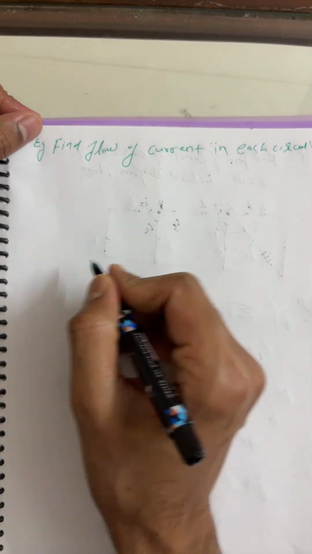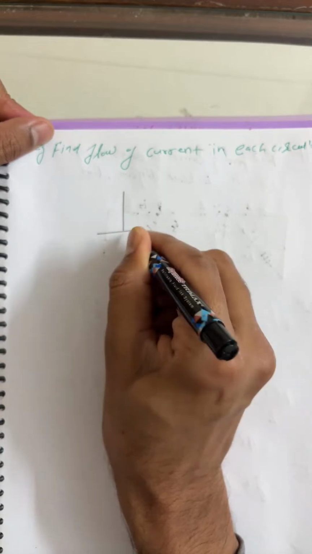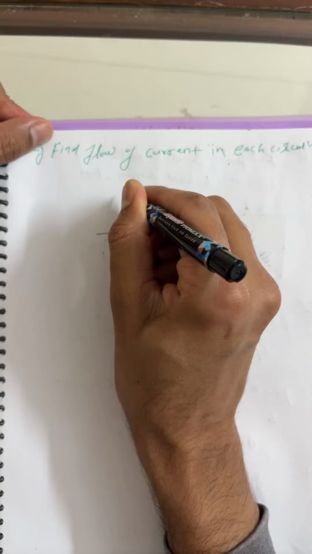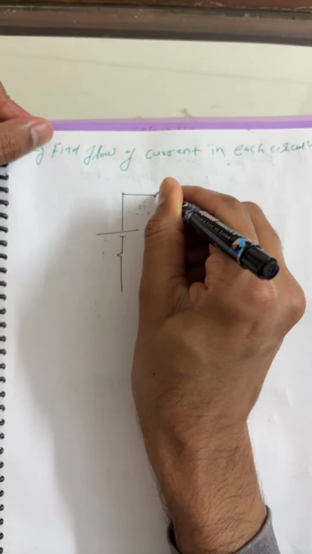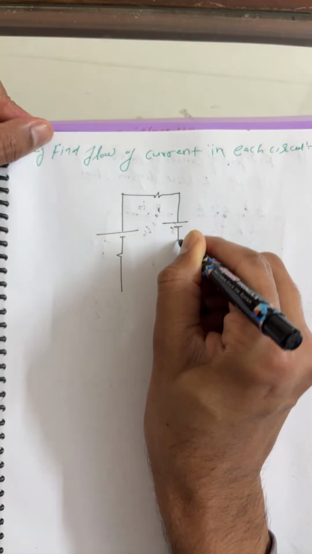So now I'm going to show a circuit. You can see, bacha, this is 2 volt. Beta, first I'll draw the diagram, bacha, right? Then I'll give you the data of the question.